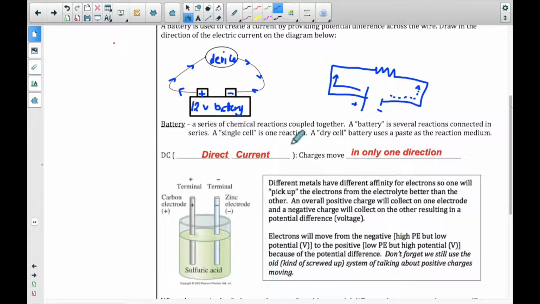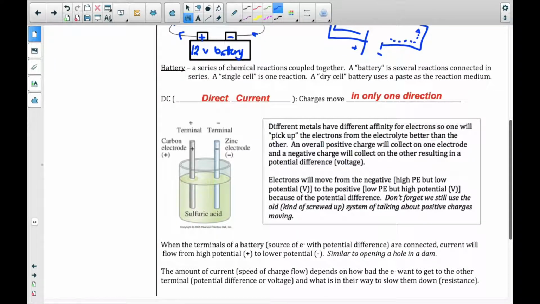But when we talk about batteries in this class, we're going to stick with DC, that is direct current. We are not going to do alternating current. We just stick with DC. AC would be in physics too. So in direct current, the charges move only in one direction, and we've been talking about that.